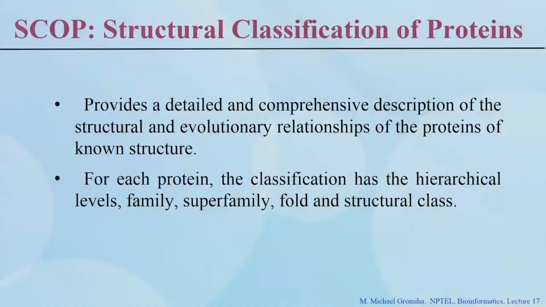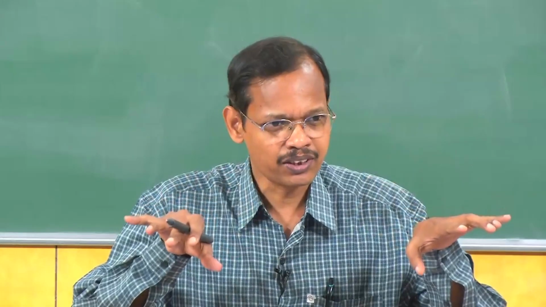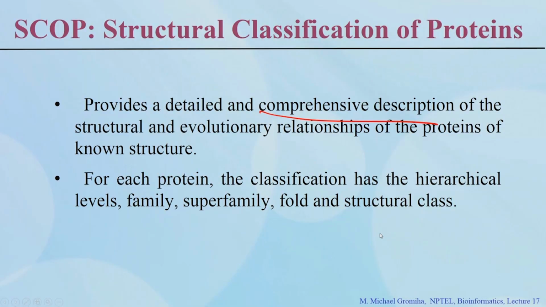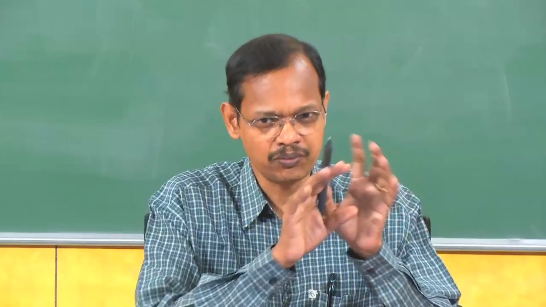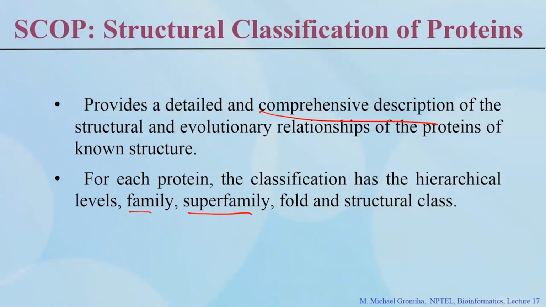SCOP gives a comprehensive description of the structural and evolutionary relationships of proteins of known structure. They started from the structures available in the Protein Data Bank and classified the proteins based on the information available in the structural data. They have hierarchical levels: family, then superfamily. For example, take a protein; the small ones belong to some family, then different families come close together in a superfamily, then different superfamilies belong to the same fold. Then different folds have a similar class.